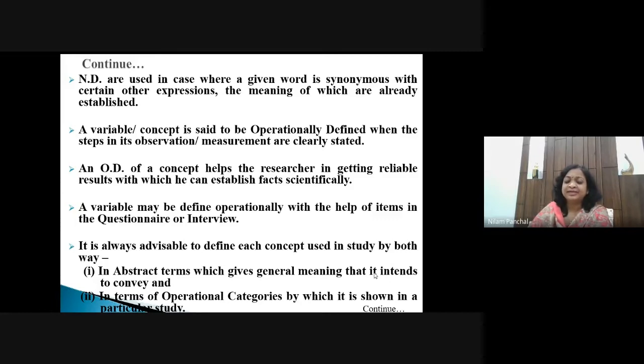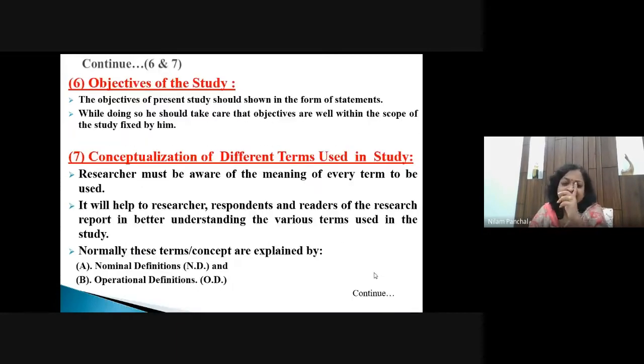So either it can be in the operational way or it can be in abstract terms, which gives a general meaning to convey. So what is the meaning of that? Ultimately, you should conceptualize the difference, either the operational or the nominal definitions. Okay. Next is a variable.